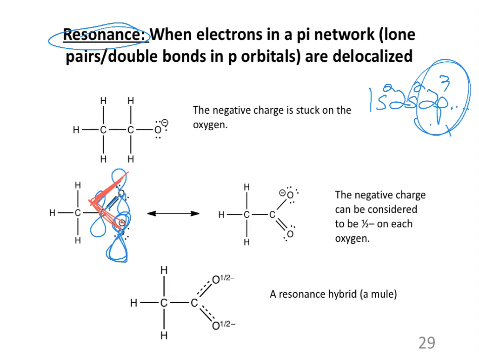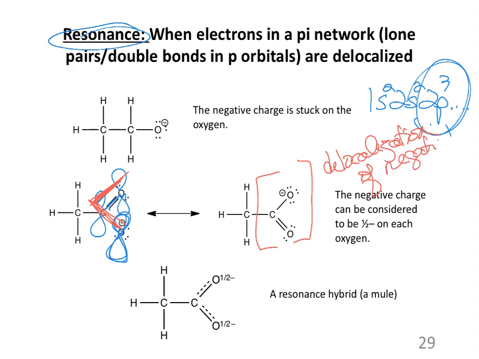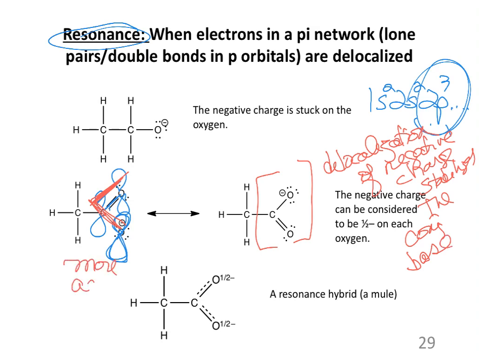And by doing so, they delocalize the negative charge, which stabilizes it. So I'm just going to write that out. Anything that delocalizes or spreads out the negative charge helps stabilize that molecule. So delocalization of negative charge stabilizes the conjugate base. And remember, anything that stabilizes the conjugate base makes the original acid more acidic.